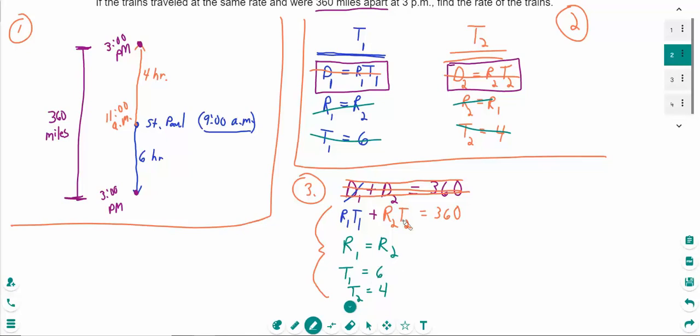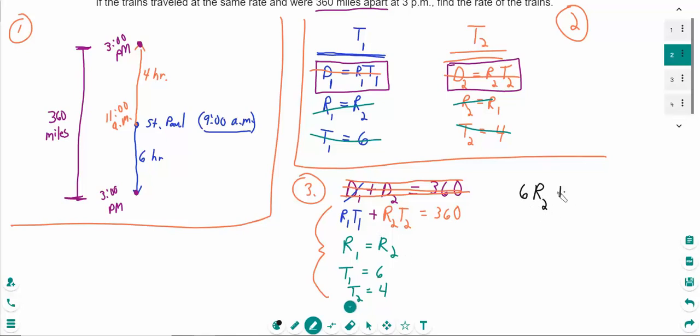All right, and this one is pretty straightforward. We just kind of substitute in. So if we start with that first equation, maybe I'll go to black here. R sub 1, well, we know that R sub 1 is equal to R sub 2. So I can replace that R sub 1 with an R sub 2, right? R sub 1 is equal to R sub 2. Just plug it in. T sub 1, we know that's a 6. So I'm going to write it out in front here because I like my coefficients out in front. 6 times R sub 2.